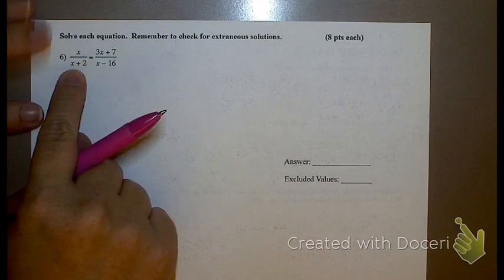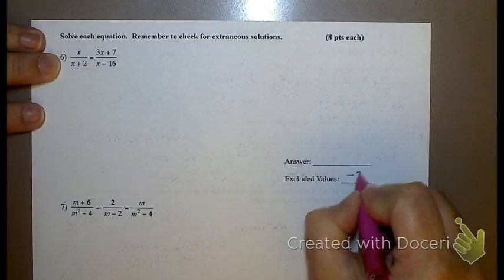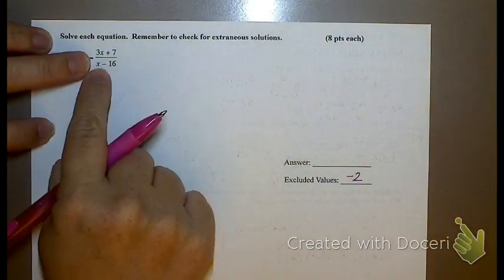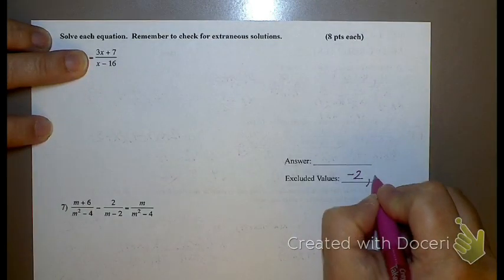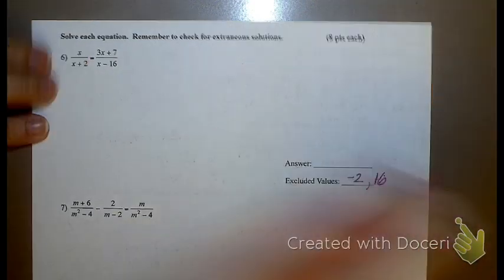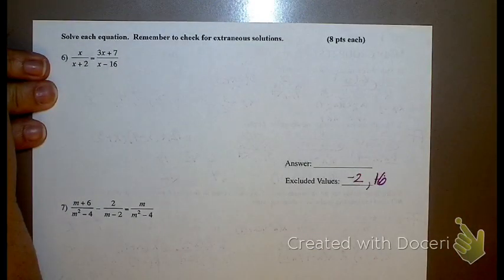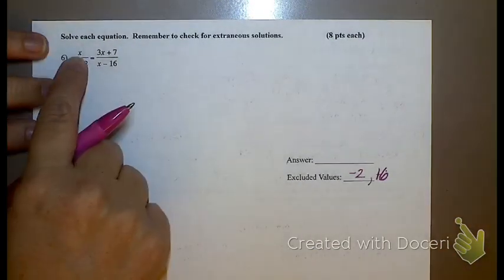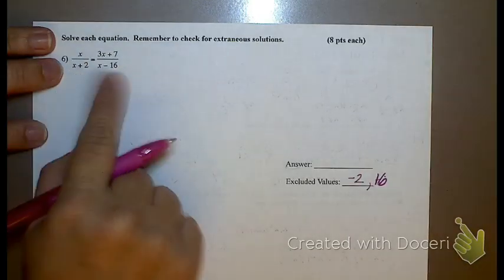X plus 2 means that -2 is an excluded value, and x minus 16 means that positive 16 is an excluded value. Some people put 0. Maybe they got it from there. I don't know. You only need the denominators.